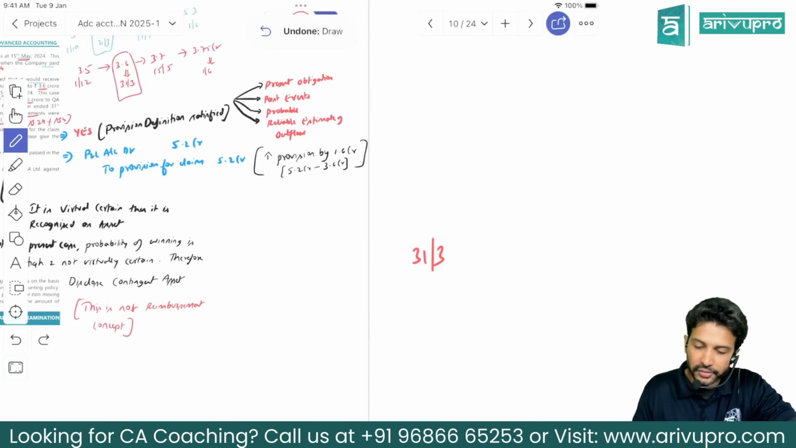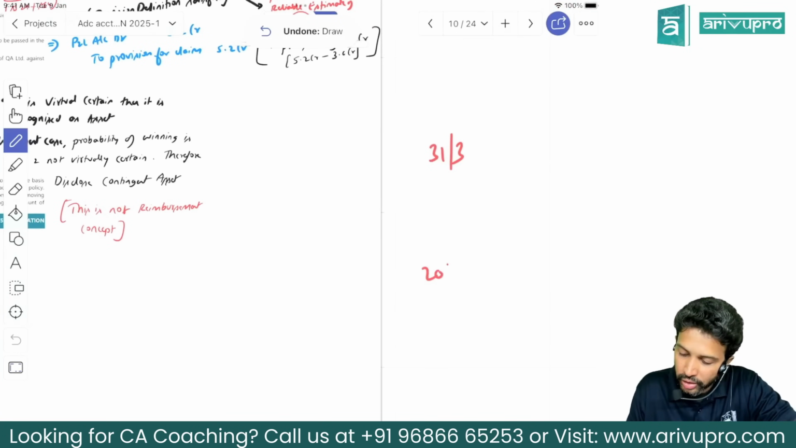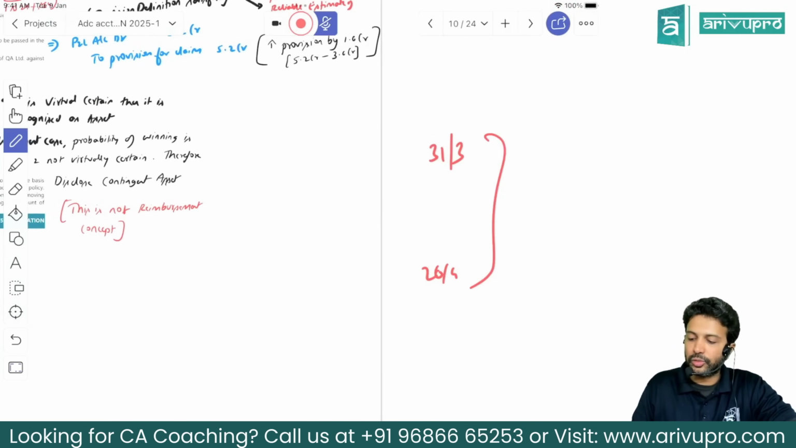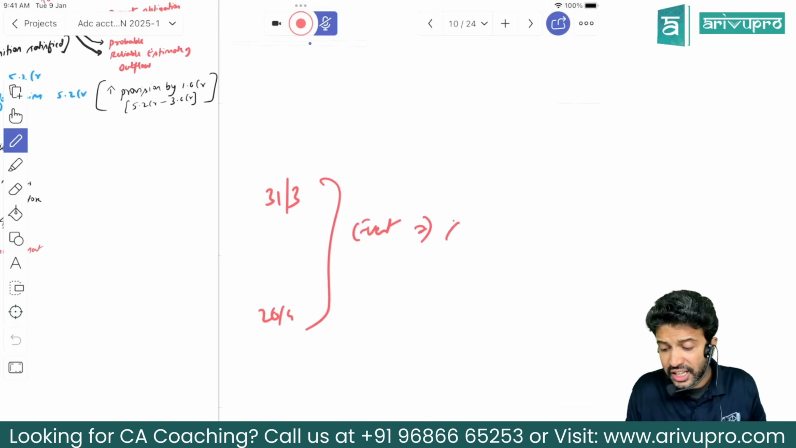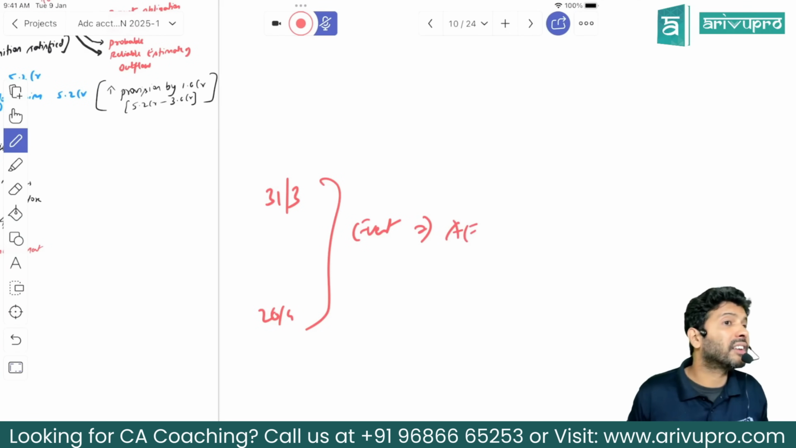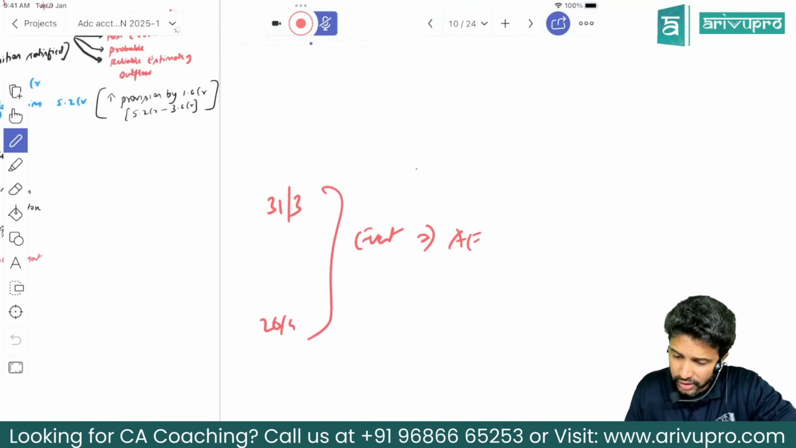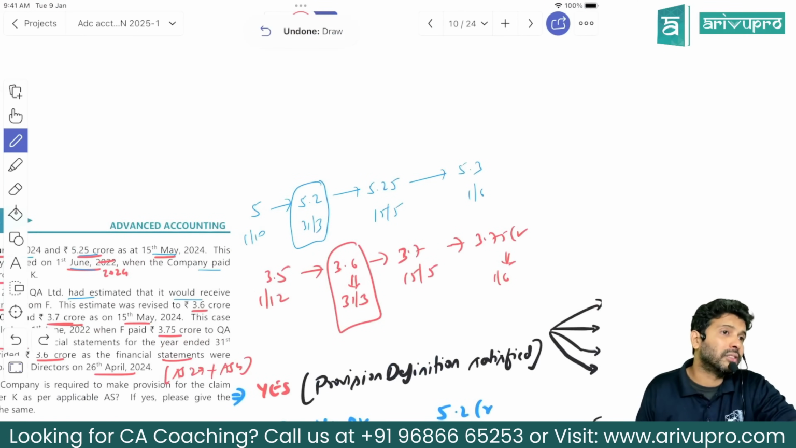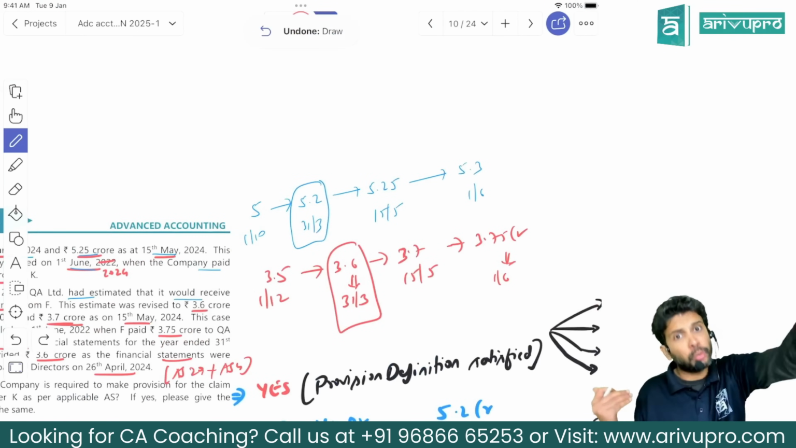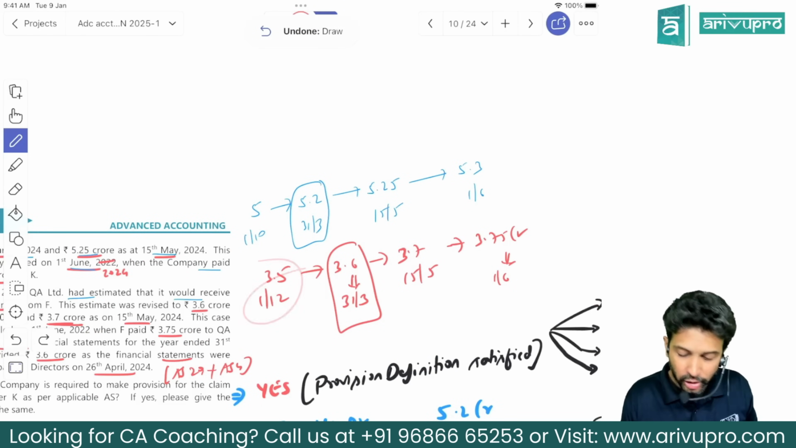Your balance sheet date is 31st March. The board approval date is 26th April. Correct? So anything that occurs in this window becomes an event, and this particular event is an adjusting event. Why? Because when did we file the case? We filed a case against the customer on 1st October. That means we did not have to wait till March; on October itself we knew. The first case started in October, and the second case started in December.